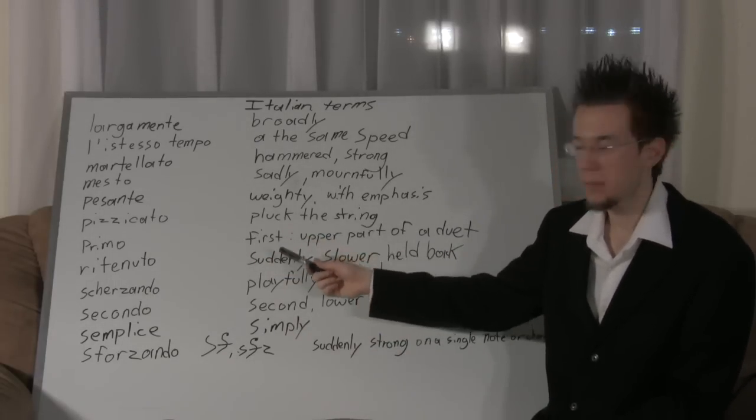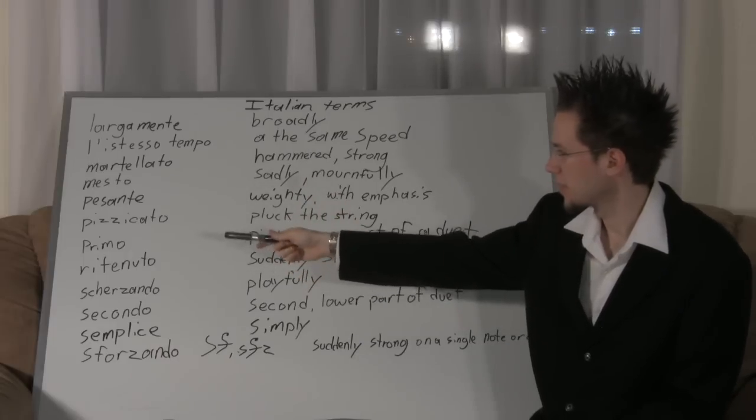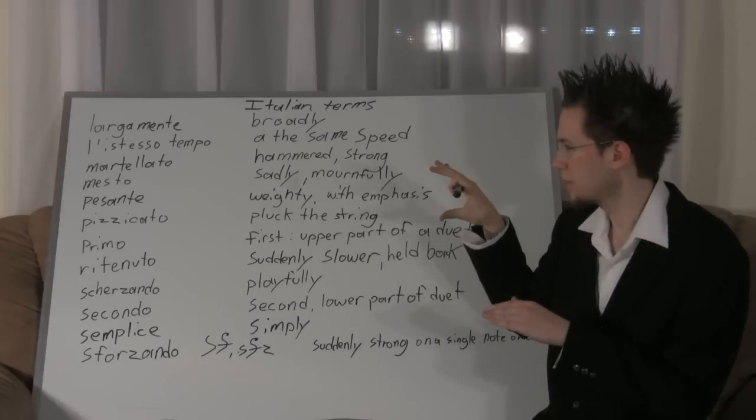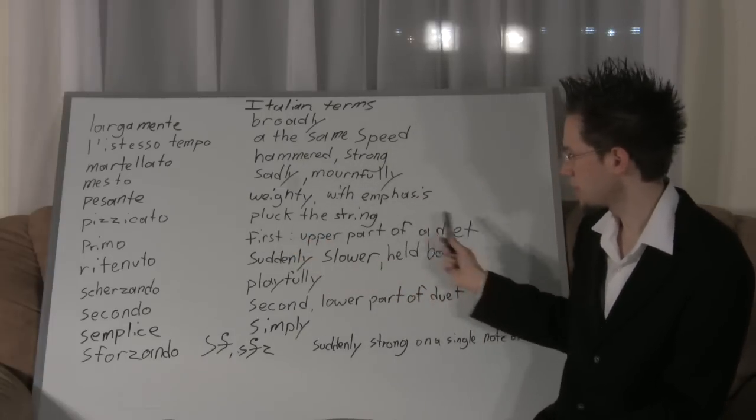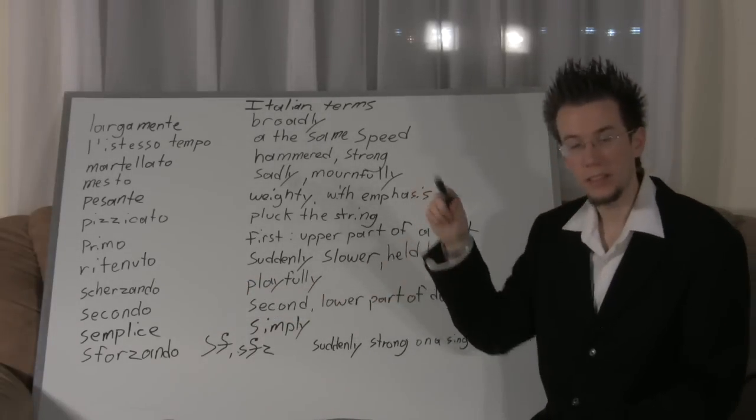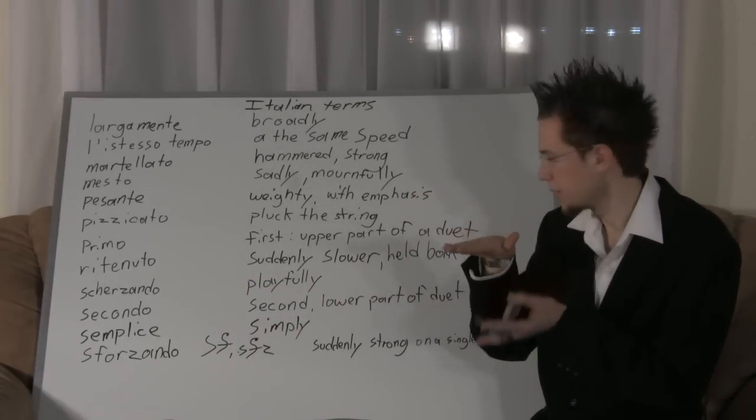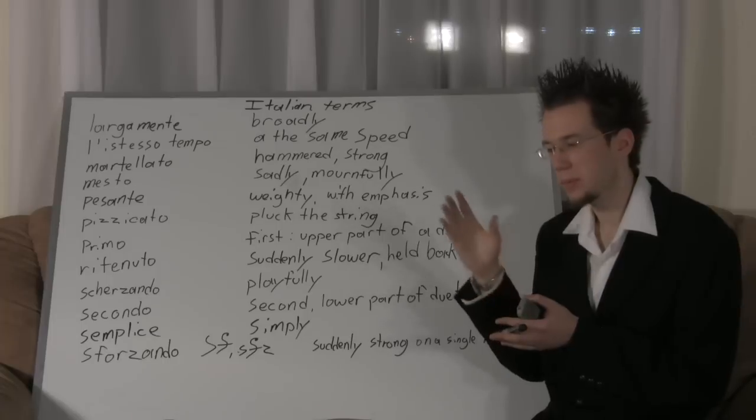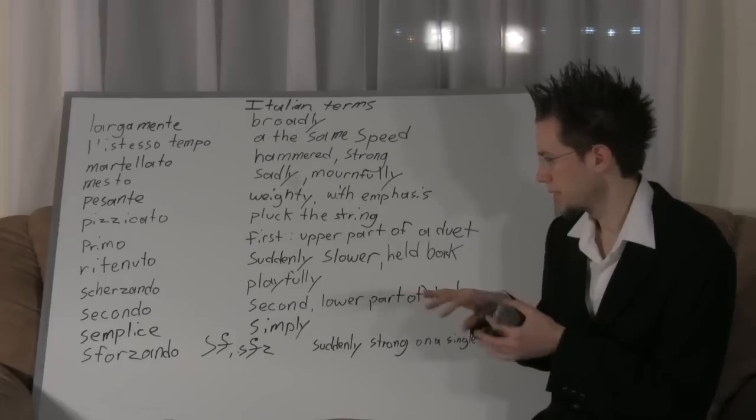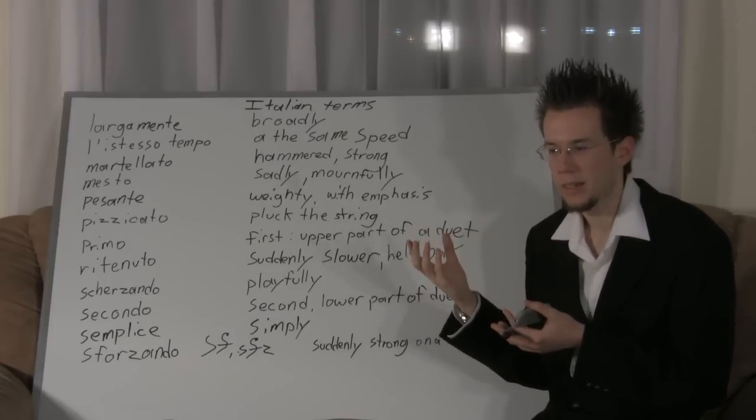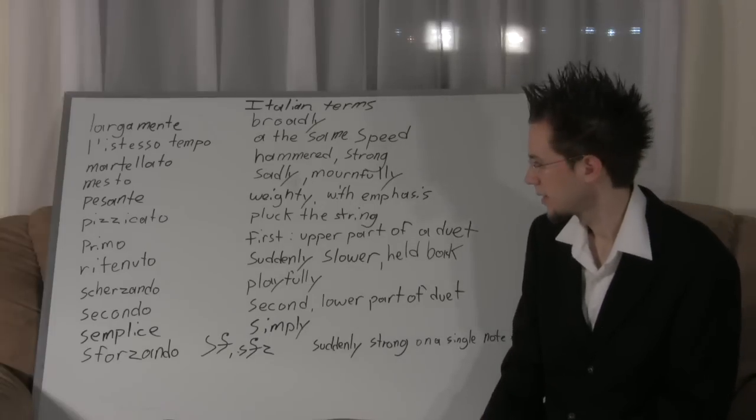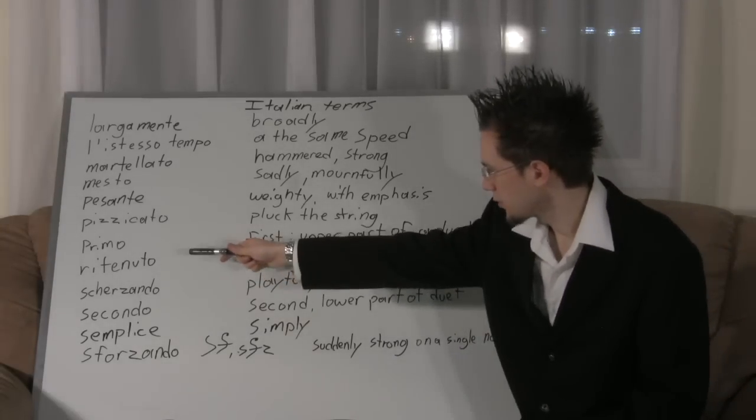Primo. Now, primo, you'll see this, I've seen it so many times, and it's at the start of a duet. So you have a duet, and the top part is called the primo part, and it means first, so it's the upper part of a duet, okay? And also secondo, that's the lower part of the duet as well. So the primo part usually plays the higher parts, you know, the soprano and all that stuff. You're going to be playing the higher pitched notes, and the secondo plays the lower, like the bass and stuff like that, okay?